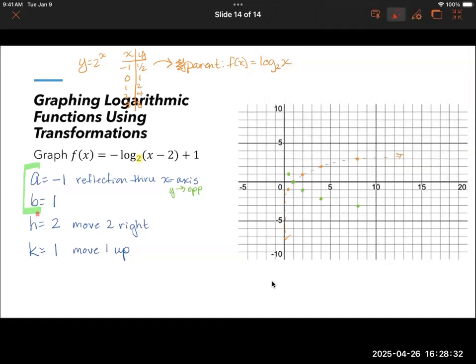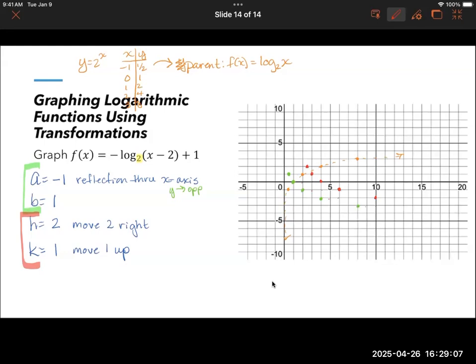And then if we look at the h and the k, we're going to be moving 2 to the right and 1 up. So each of these points goes 2 to the right and 1 up, and the same for every remaining point.